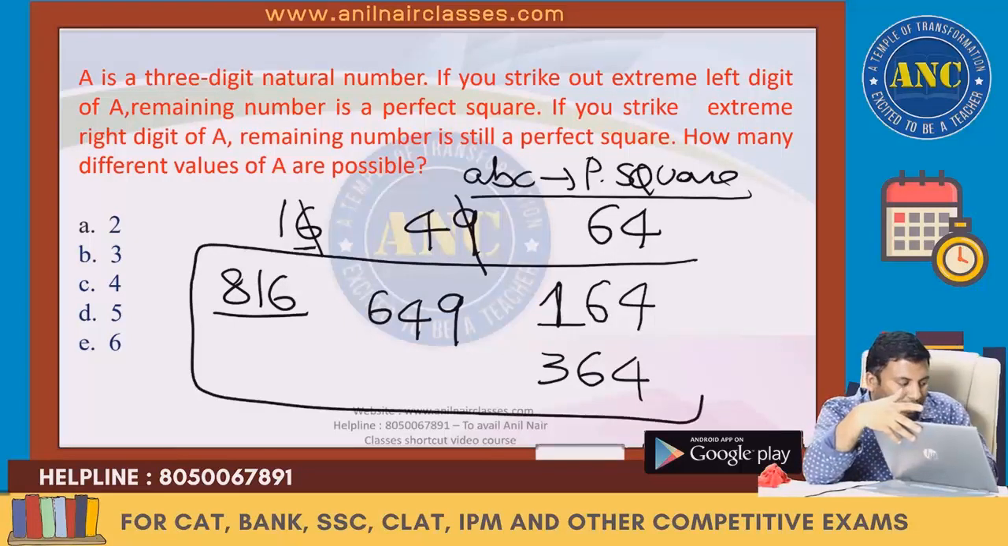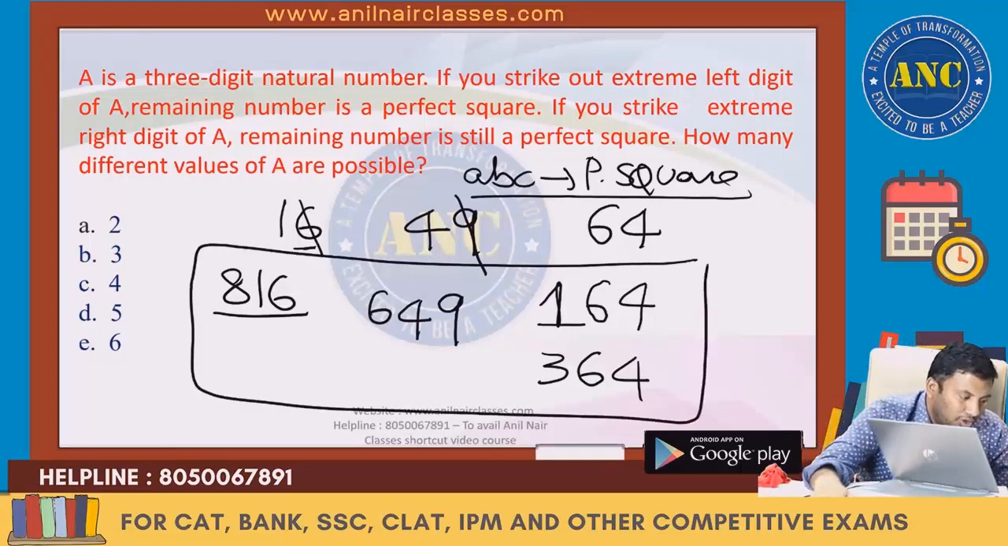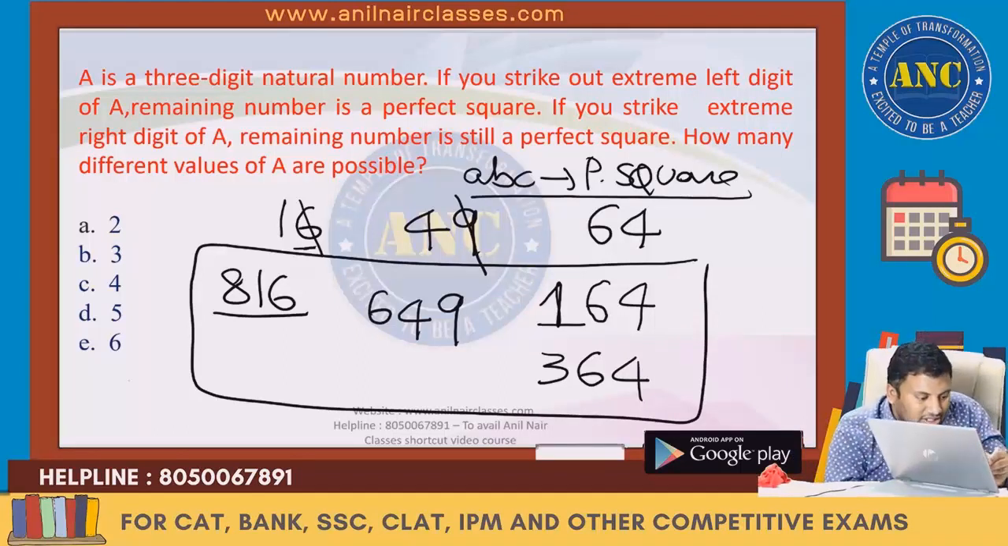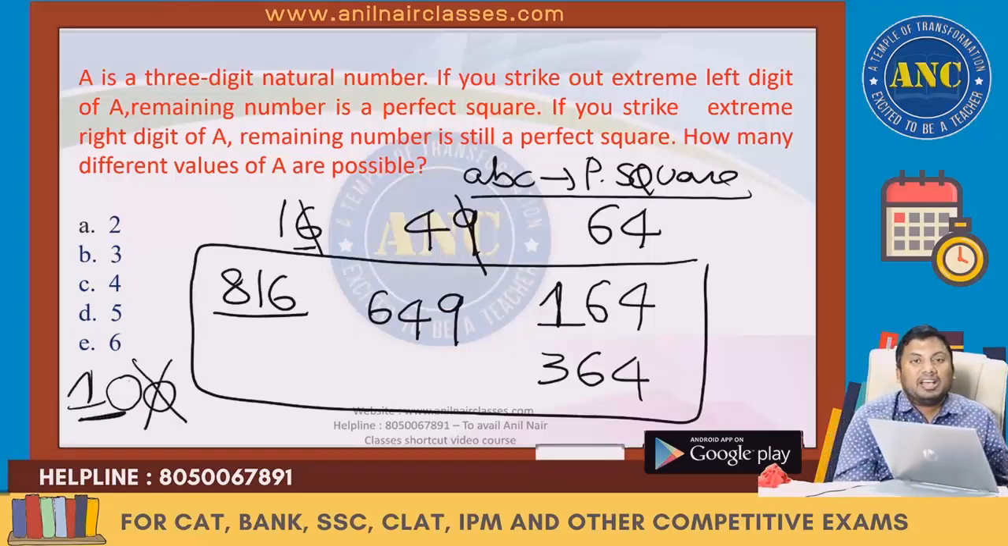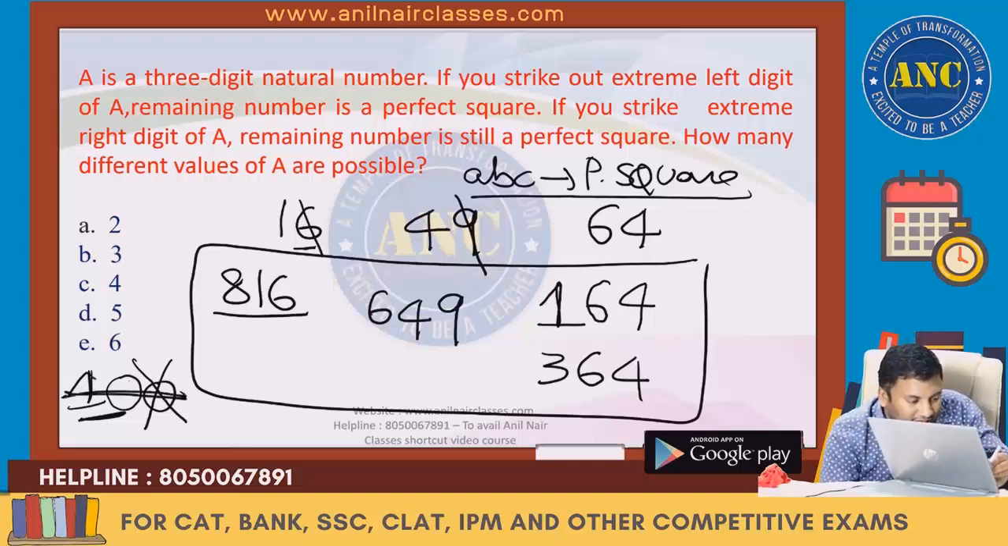These are the 4 numbers. I hope it is clear. You cannot take 00, because if I remove this 0, it will become a single-digit 0. A perfect square ends with an even number of zeros.